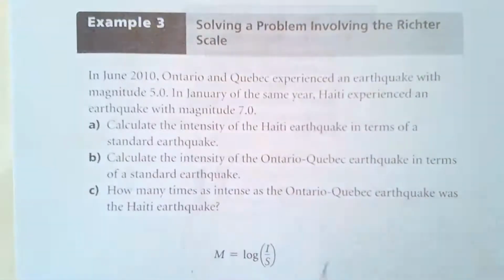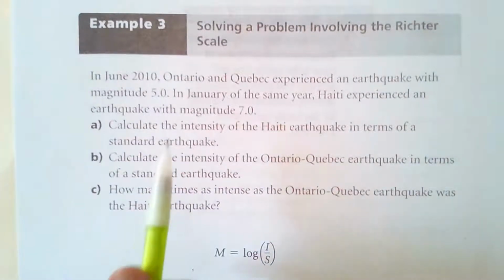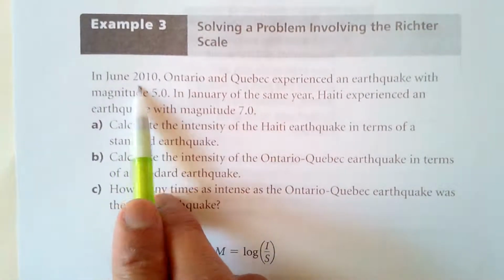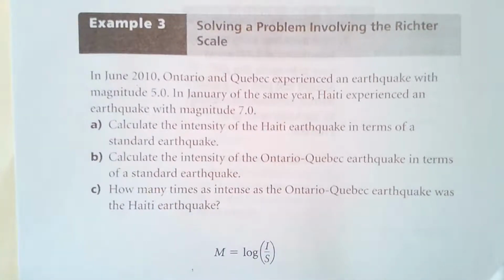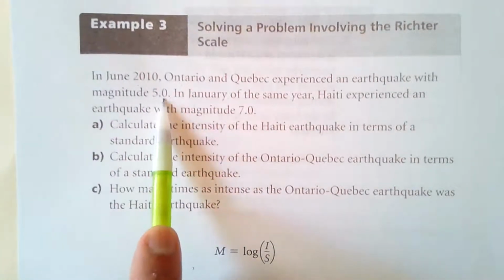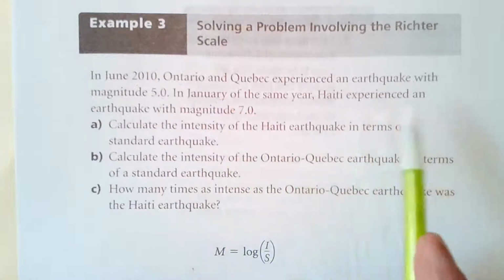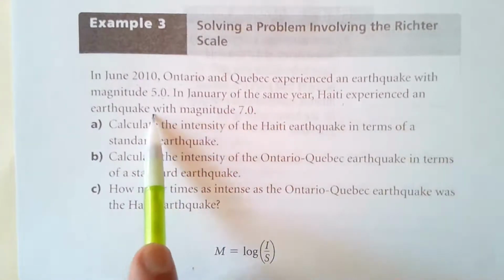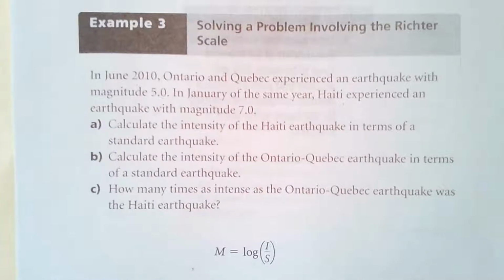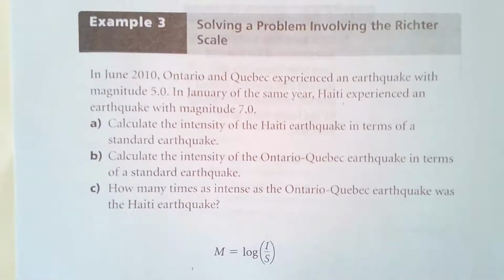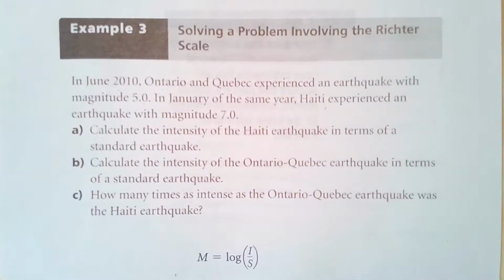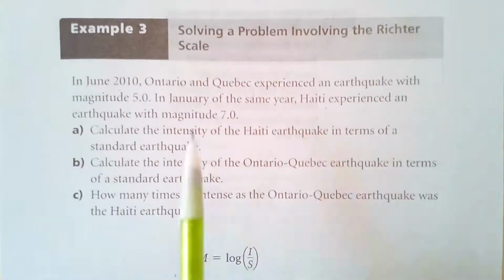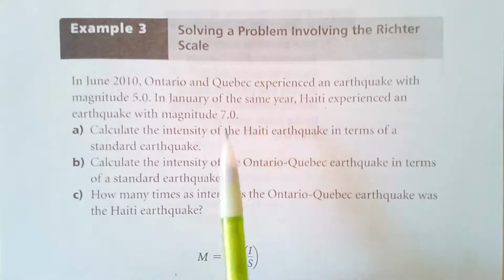So let's look at this question now. Here in June 2010, Ontario and Quebec experienced an earthquake with a magnitude of 5. In January the same year, Haiti experienced an earthquake with a magnitude of 7. An earthquake is a natural disaster. The last one in Haiti, the country still hasn't recovered from it. So they are a concern for all of us.